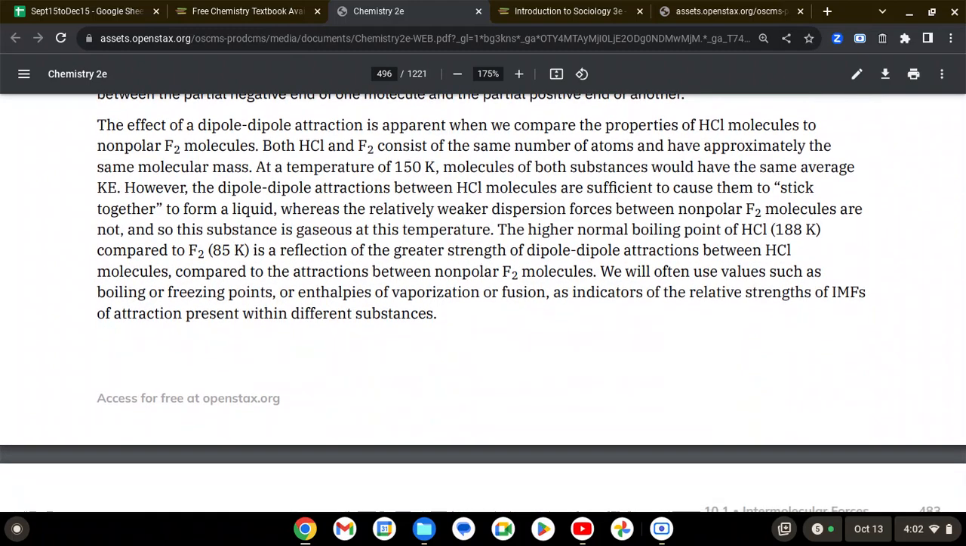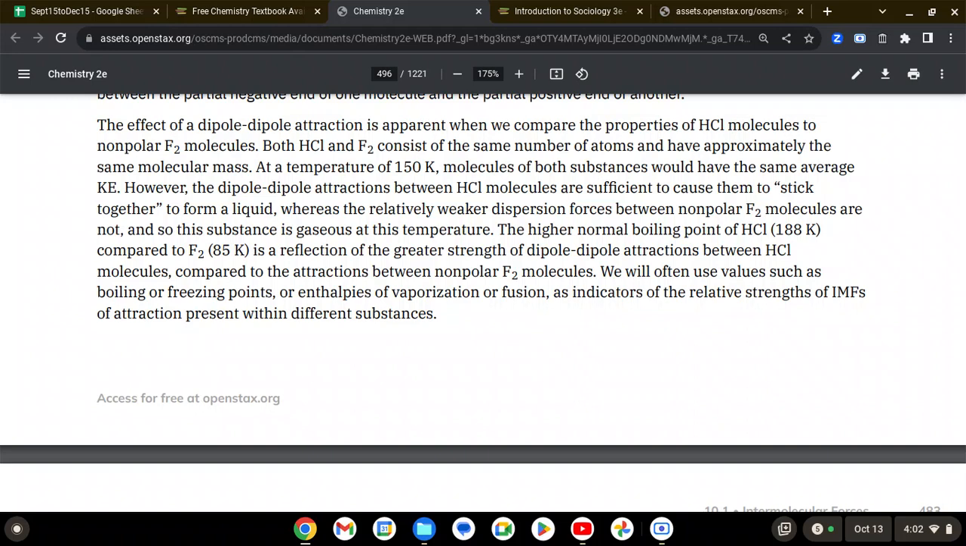as illustrated in Figure 10.9. The effect of a dipole-dipole attraction is apparent when we compare the properties of HCl molecules to the nonpolar F2 molecules. Both HCl and F2 consist of the same number of atoms and have approximately the same molecular mass. At a temperature of 150 Kelvin, molecules of both substances would have the same average kinetic energy. However, the dipole-dipole attractions between HCl molecules are sufficient to cause them to stick together to form a liquid, whereas the relatively weaker dispersion forces between nonpolar F2 molecules are not, and so this substance is gaseous at this temperature.